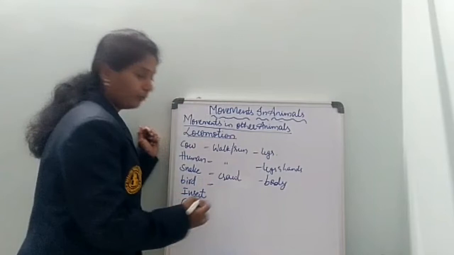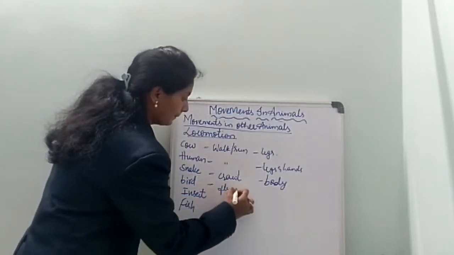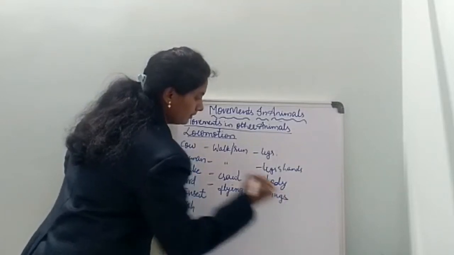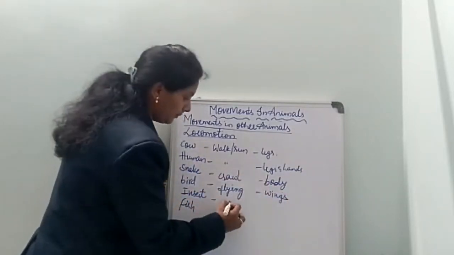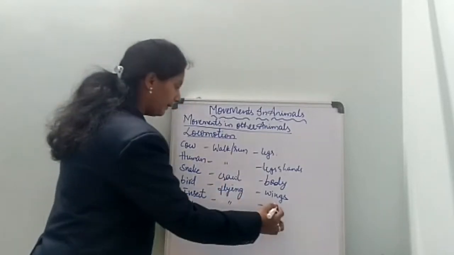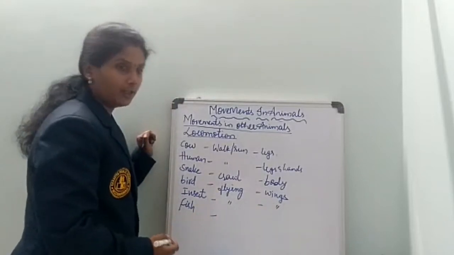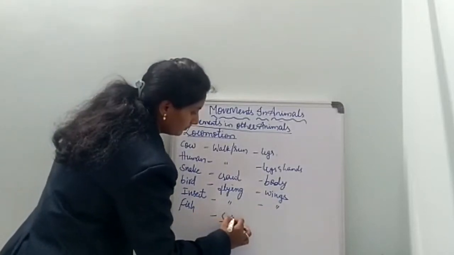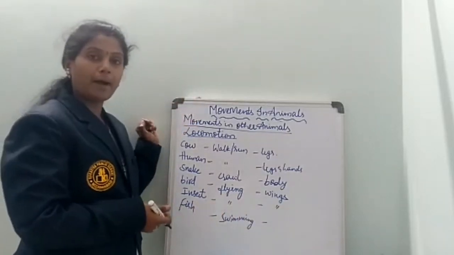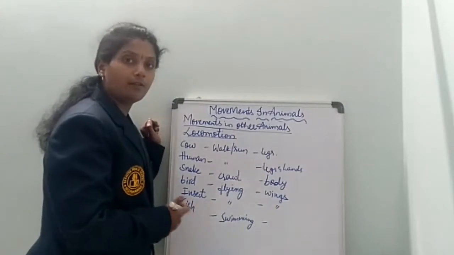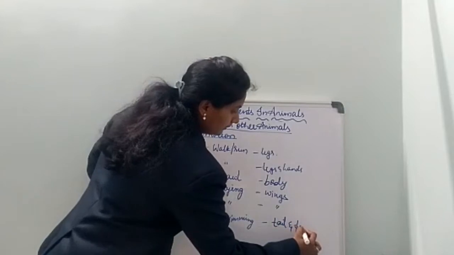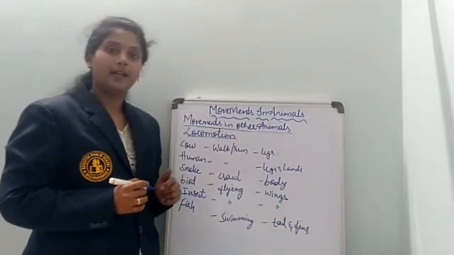Birds, how are they moving? They are flying. Which parts are involved? Wings. Insects will also be flying, and some have wings. Coming to the fish, they will be swimming. Which body parts help the fish to move in the water? Like the tail and the fins. Tail and the fins.